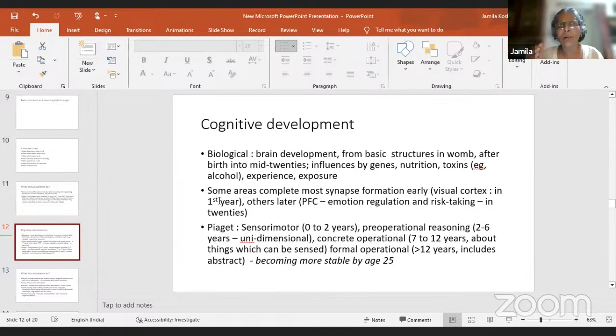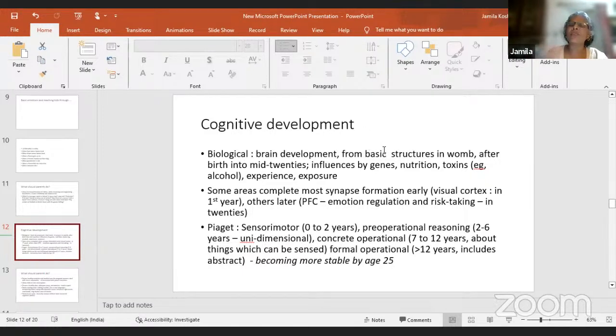Okay. So adolescents, for instance, don't have a very developed prefrontal cortex. So they are not able to regulate their emotions as well as older people can. They also tend to have poor judgment, so they will take risks and they will do things which sometimes are not very wise because their prefrontal cortex is not developed as much.